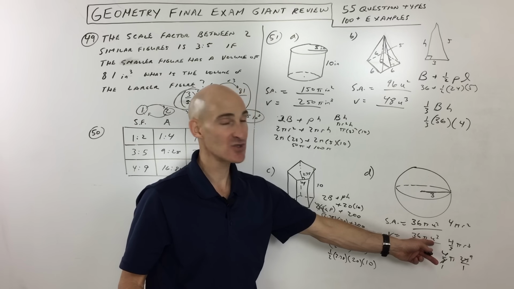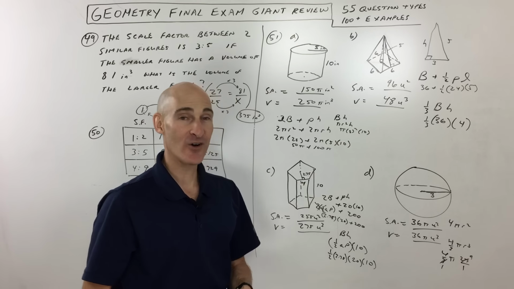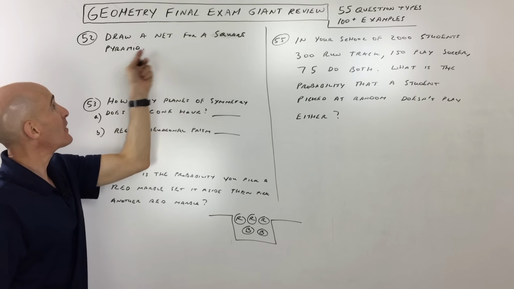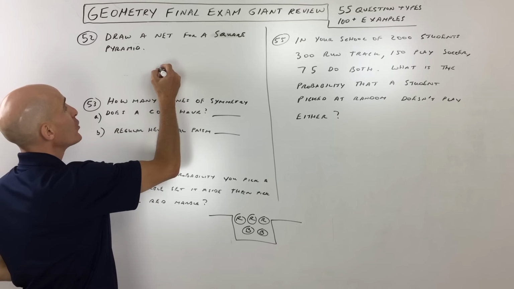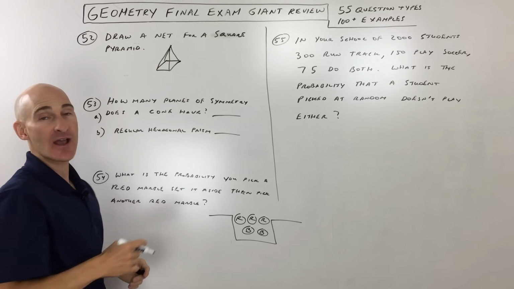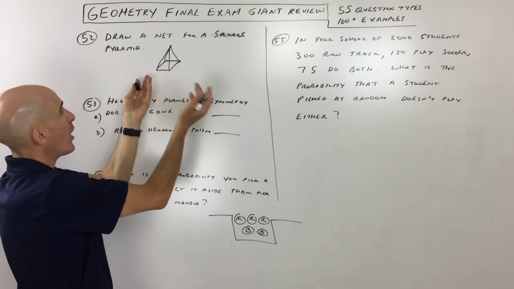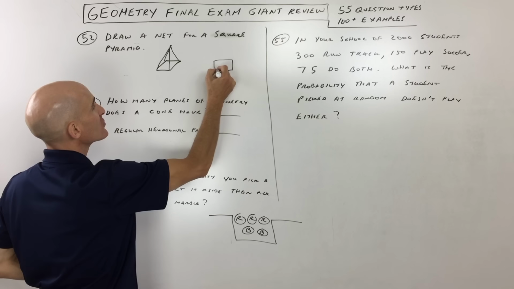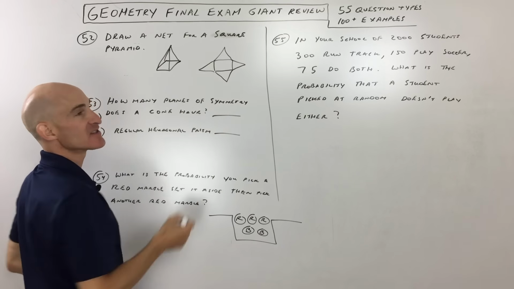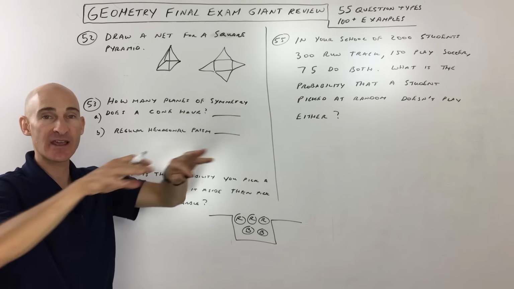This is units squared, this is units cubed for volume. Okay, let's go to the next question. Okay, home stretch, number 52. It says draw a net for a square pyramid. So we know what a square pyramid looks like. It has a base that's a square, right? It has triangles for sides. If you unfold this, here's your square base, and then you've got 4 triangles coming off the sides. So that's your net. You're laying it flat, you're unfolding it.